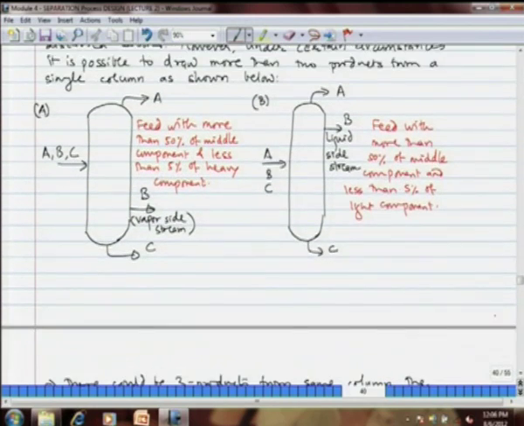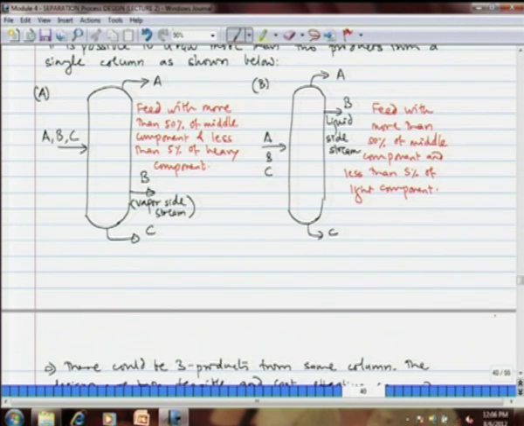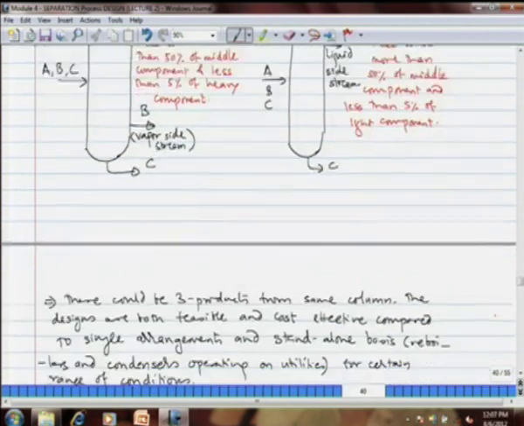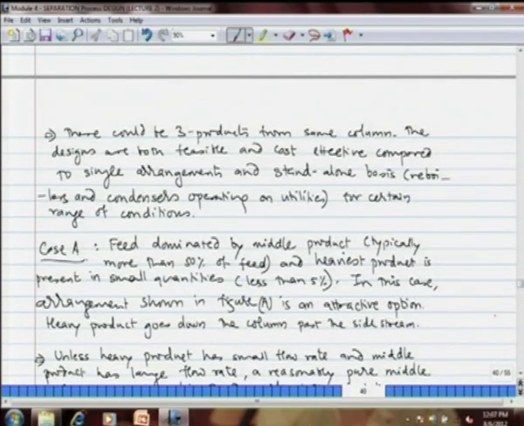Now, how? If you have a feed such that the middle component B comprises more than 50% and either of A and C is less than 5%: case A, which is shown here on the left hand side, is for feed with more than 50% of the middle component and less than 5% of the heavy component, and case B, which is shown on the right hand side, is feed with more than 50% of the middle component and less than 5% of the light component. In this case, there could be 3 products from the same column. The designs are both feasible and cost effective compared to the simple arrangement on a standalone basis. That means reboilers and condensers operating on utilities for a certain range of conditions.